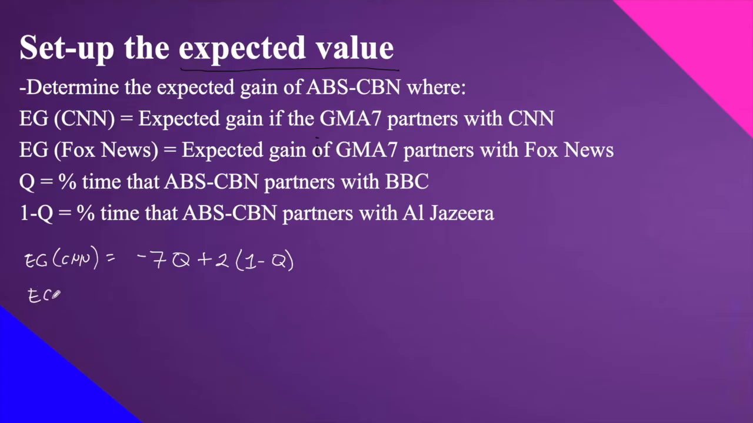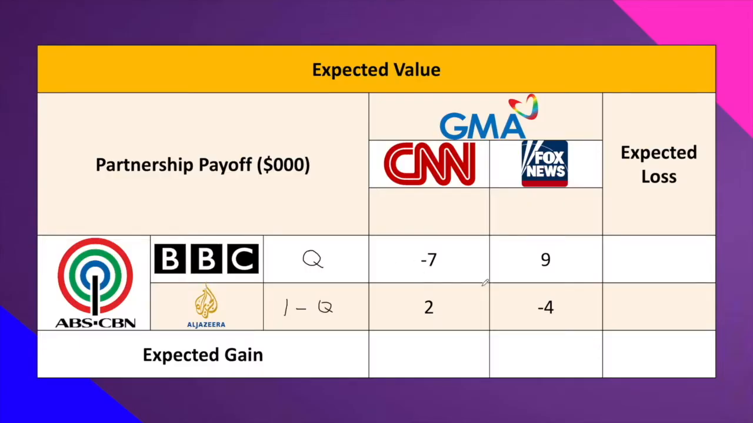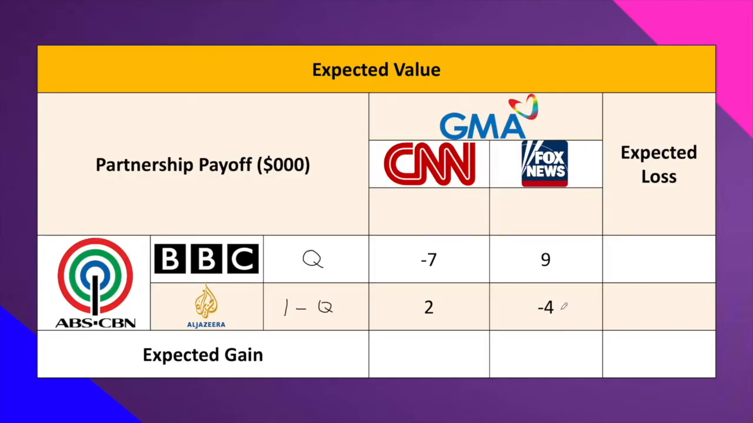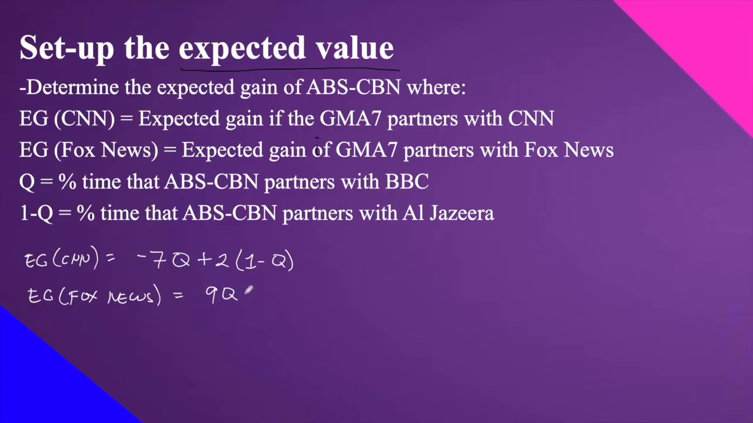For EG, Fox News tayo. Let's go back to our table. Ito po. If Fox News naman siya nakipag-partner, itong si GMA7, ang gain ni ABS-CBN will be 9 multiplied to Q. So, let's write it here. 9Q. Then, minus 4 multiplied to 1 minus Q. Okay? So, minus 4 multiplied to 1 minus Q. This is the value for EG ng Fox News.